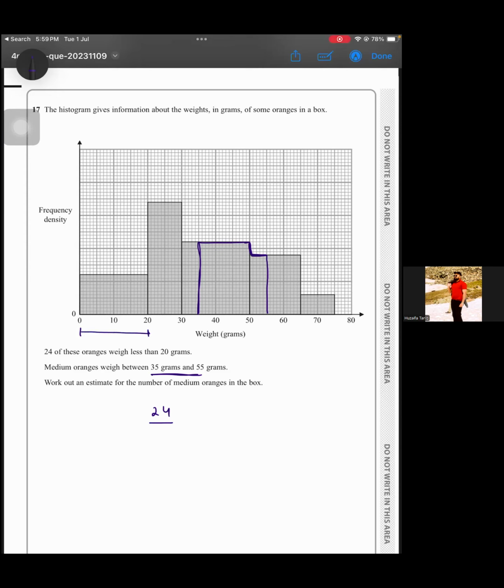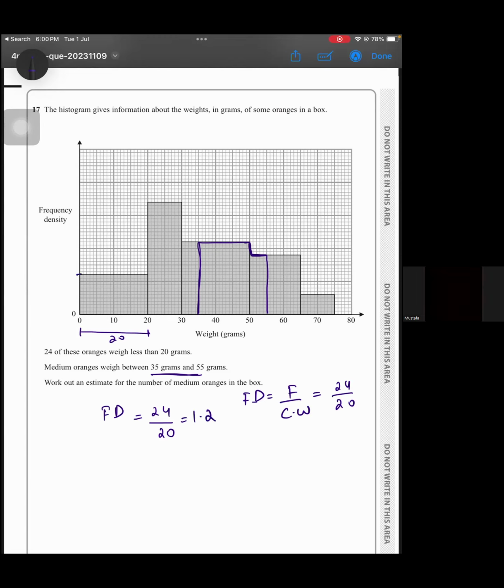So 24 divided by 20, because we know the formula of frequency density, which is equal to frequency upon class width, or we can say the height. We have to find out the frequency density, and frequency is given, which is 24, and 20 is your class width from 0 till 20. So 24 divided by 20 is equal to 1.2. So for this whole height, it's equal to 1.2.